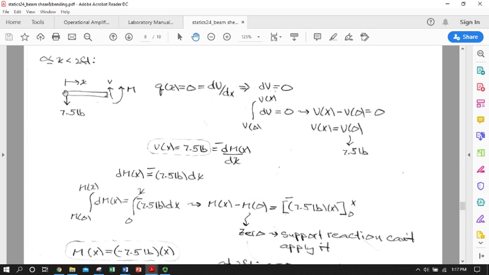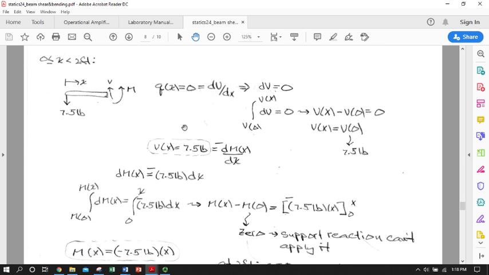Well, the support reaction is negative 7.5 pounds. So the shear force at 0 has to be 7.5 pounds to balance, or that tiny bit of beam would start accelerating downwards. So the shear force anywhere is 7.5 pounds.